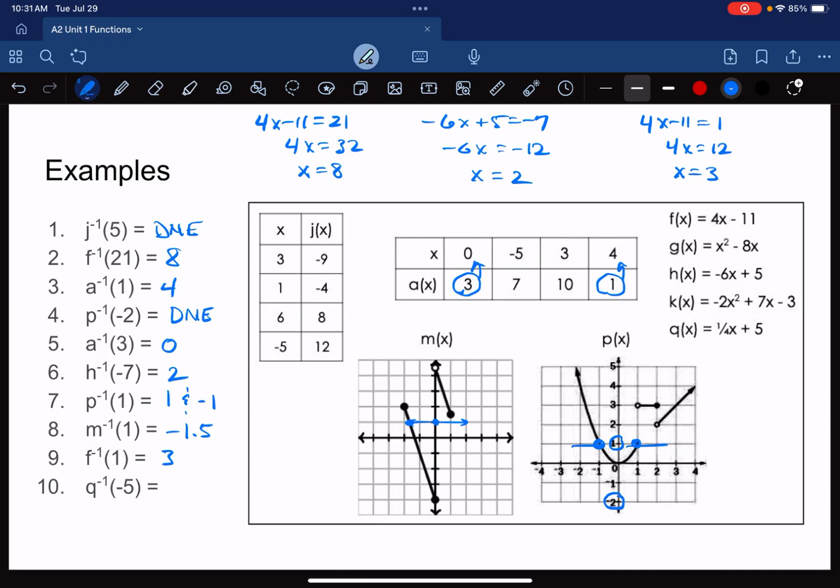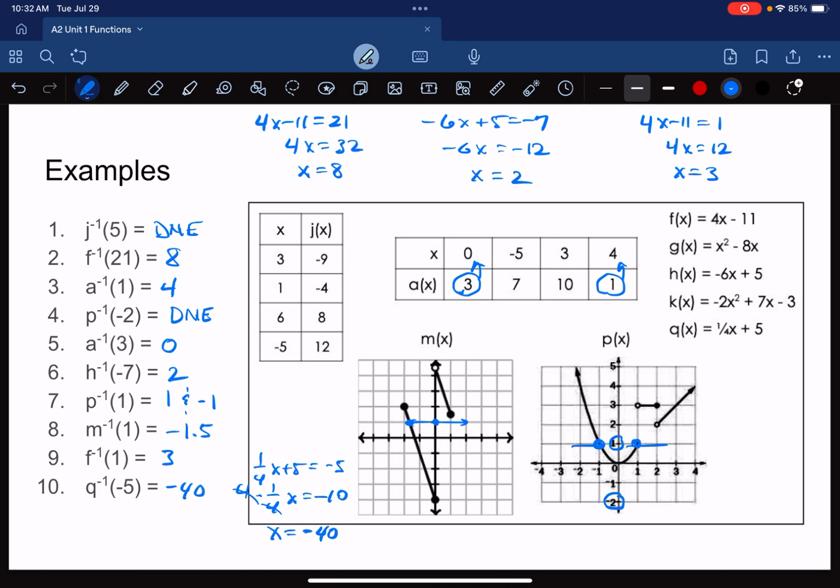Q inverse of negative 5. Well, Q is this function 1/4 x plus 5. So I'm going to do 1/4 x plus 5 equals negative 5, and then I'll subtract 5. I'll get negative 10, and to get rid of the 1/4, I'm going to multiply by 4. So x equals negative 40.